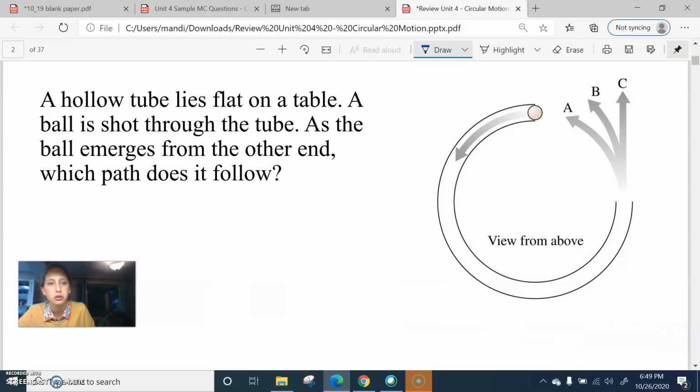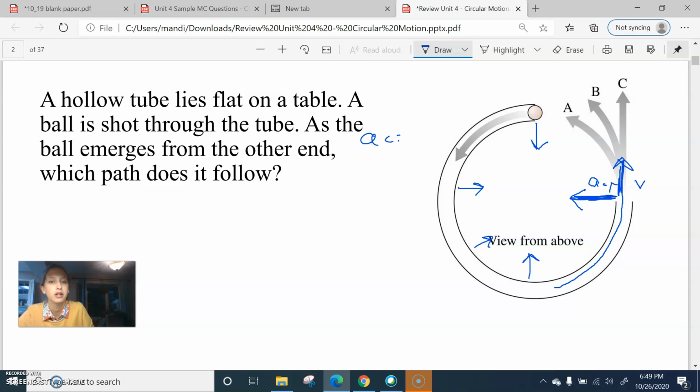Okay, a hollow tube lies on a table. So if we are going around this circle, that means that our acceleration is inward. Centripetal acceleration is center seeking, so the acceleration is always going in. So if we release right here, our acceleration is going in, center seeking, which means our velocity has to be at an exact right angle.